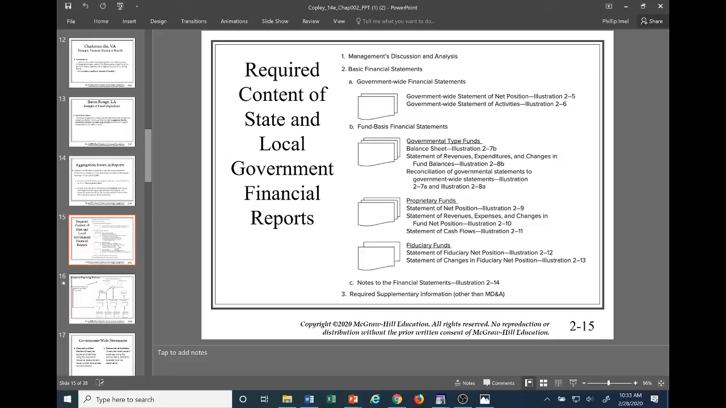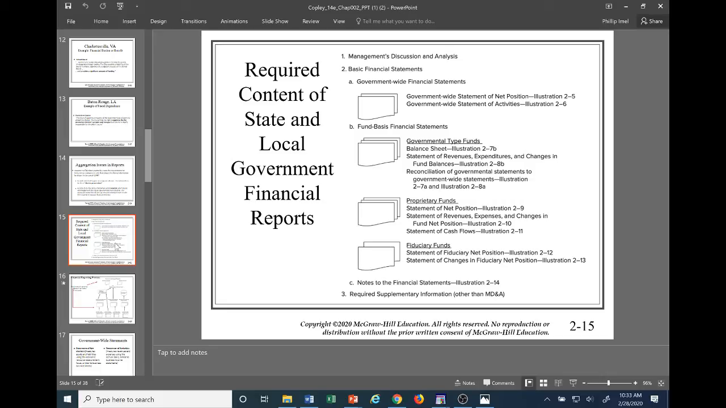So if there's a net position, what's the other thing we need to have? Think of your for-profit. What are your main two sheets? Balance and income. Right. So what's the other one we need? Income, which is the statement of activities. So the government-wide statement of net position is the balance sheet, and the statement of activities is the income statement.